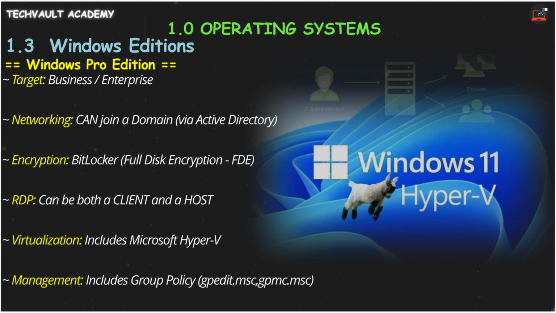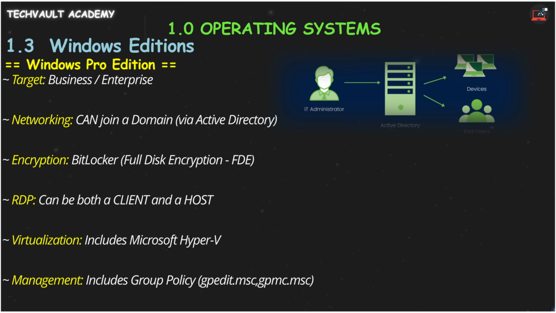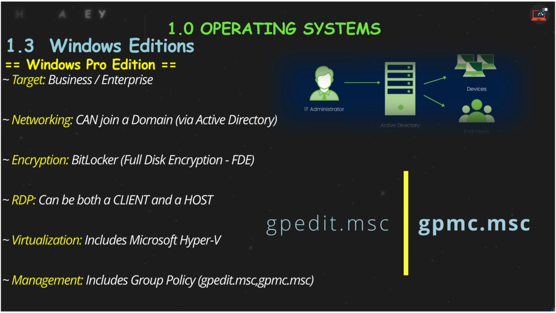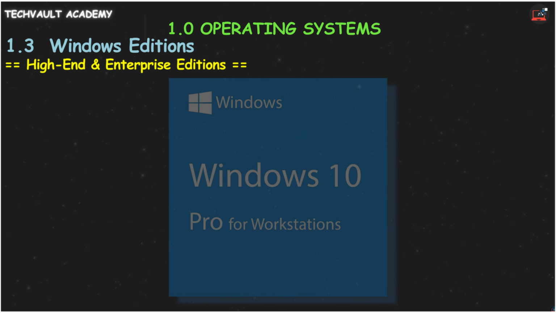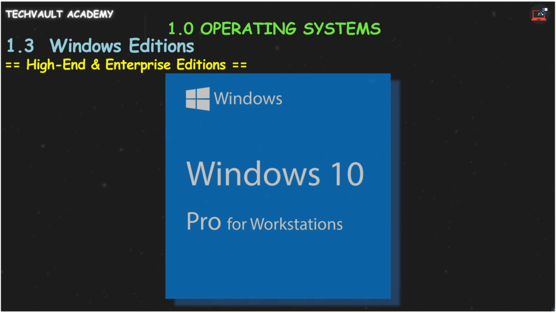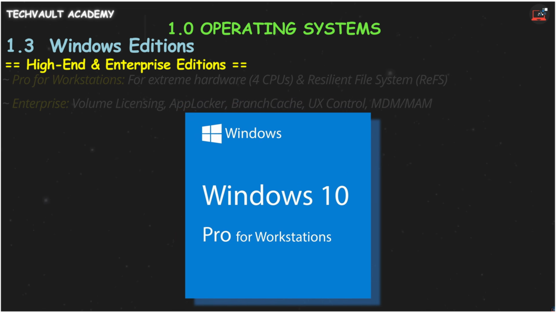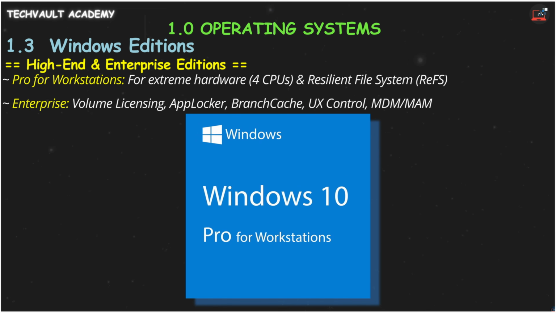It also enables group policy. For a single PC, you use the local group policy editor, gpedit.msc. For the whole network, you use the Group Policy Management Console, gpmc.msc. For truly high-end hardware, there's Windows 10 Pro for Workstations. This is for power users, supporting up to 4 physical CPUs and the Resilient File System, or ReFS.